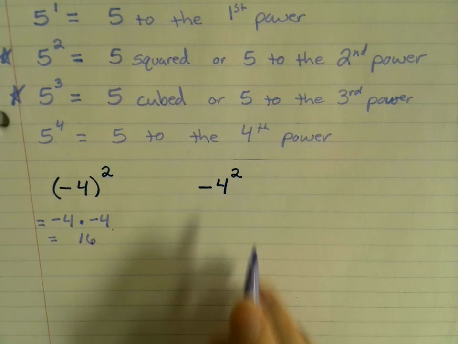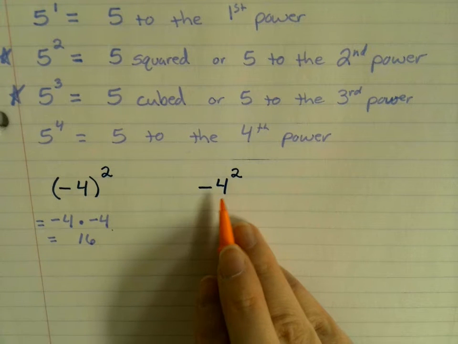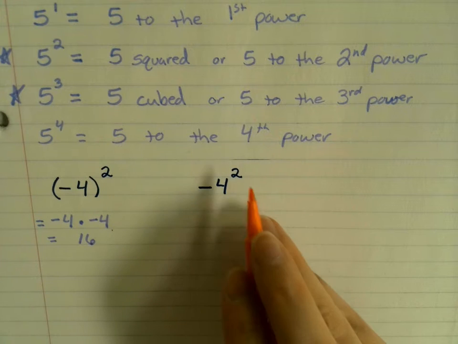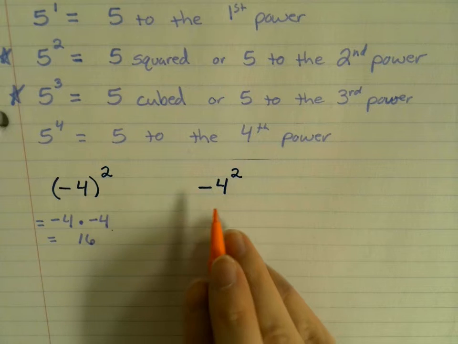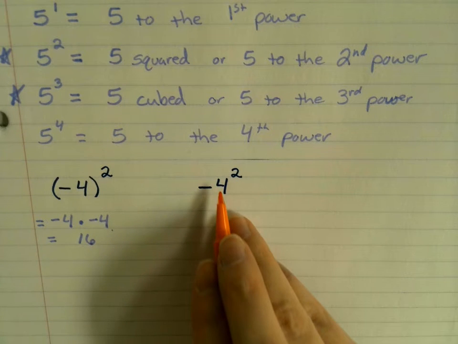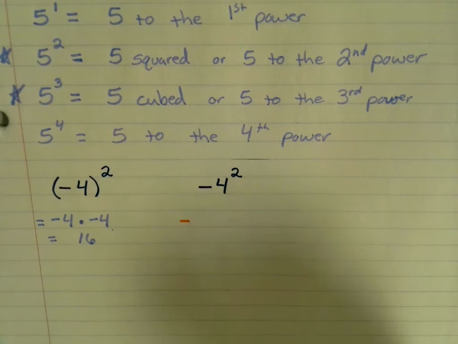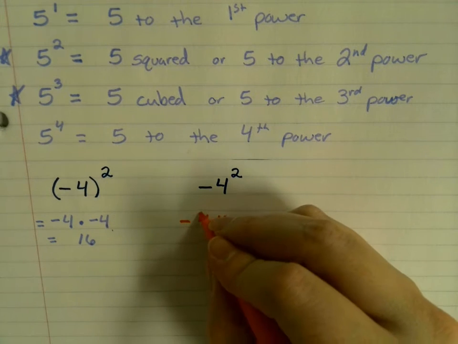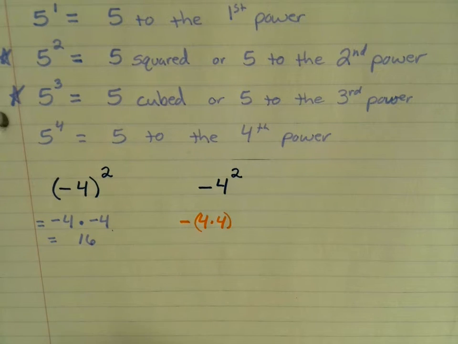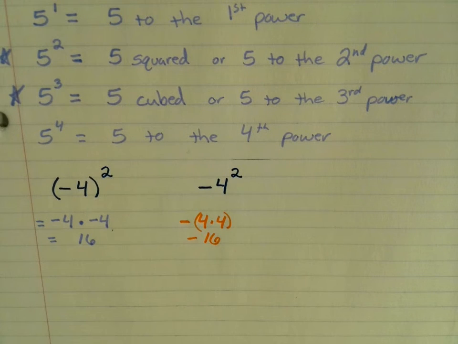Whereas for here, and I'll do this one in a different color, we'll do it in orange. For this one, -4 not in parentheses to the second power, the only thing that's actually being repeated is the 4. That exponent only belongs to the 4 and not to the negative sign. So the negative sign is going to come out, and then you've just got 4 times 4. Okay, and I can put that in parentheses. 4 times 4 is 16, but the negative sign is on the outside. So you get a -16.